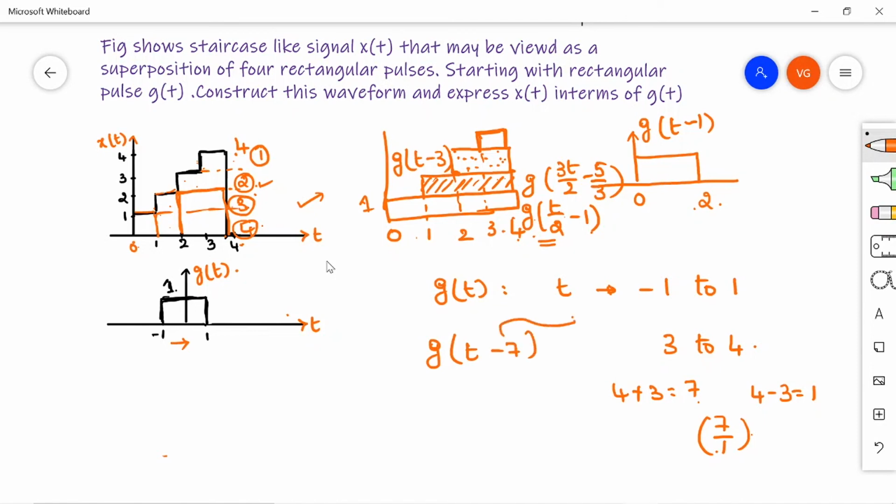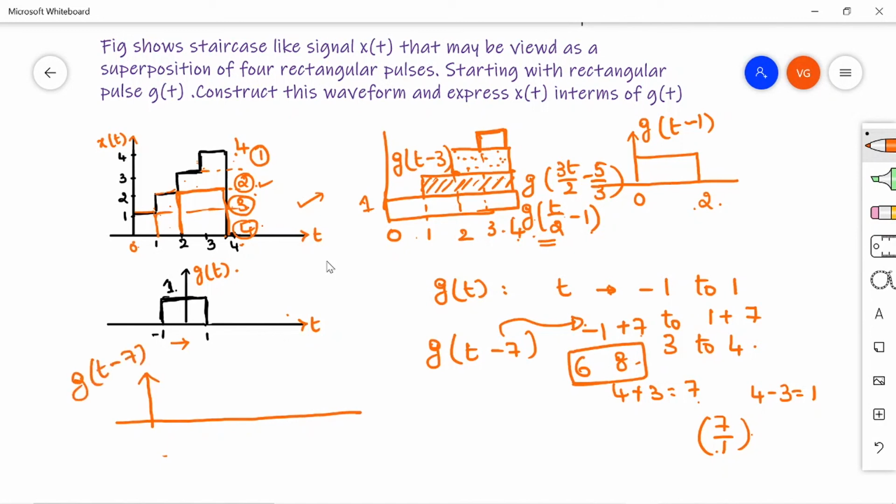So, the new range of t will be how much? Check it out. Minus 1 plus 7 to 1 plus 7. So, minus 1 plus 7 is how much? 6 to 8. So, the new range of signal g of t minus 7 I am drawing here. This is g of t minus 7, which is extended from 6 to 8, right, with an amplitude of 1. But what is the range that we need? 3 to 4, not 6 to 8.